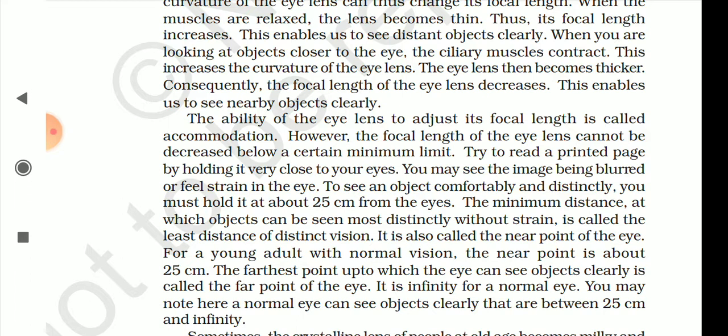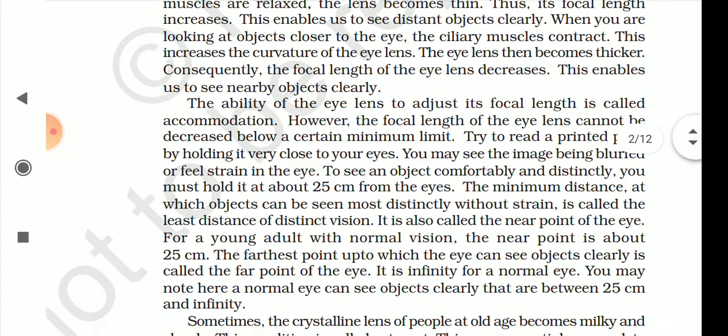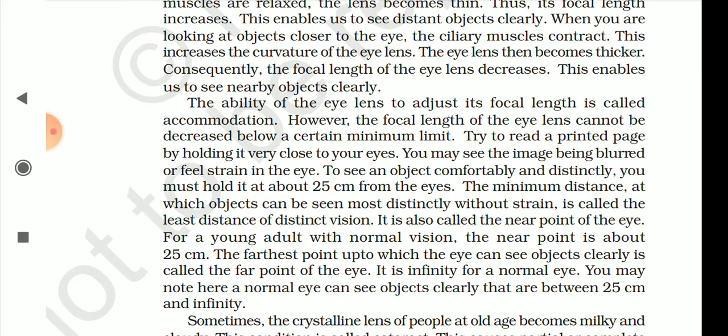So what is the definition of accommodation? I am repeating once again. The ability of the eye lens to adjust its focal length is called accommodation. It means how our eye lens adjusts its focal length so that we can see anything that is distant or nearby clearly. This is known as accommodation.